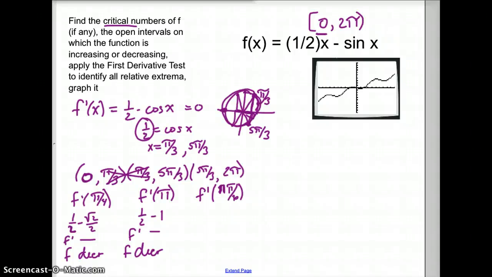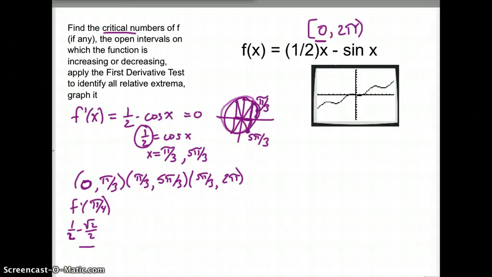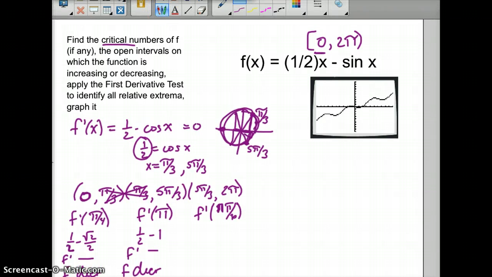Oh, I hate ending on a mistake. So the last video had this mistake here because cosine of pi is actually -1. So 1/2 minus -1 is +1. So 1/2 plus 1 is a positive number.